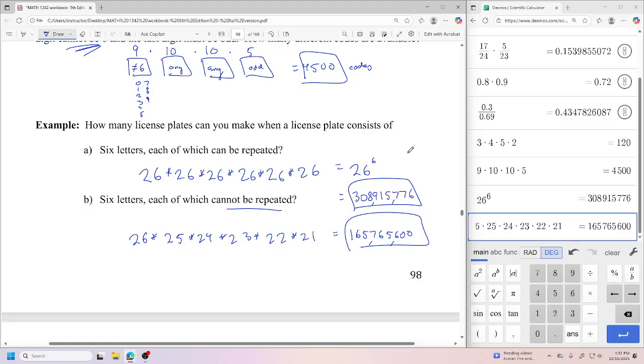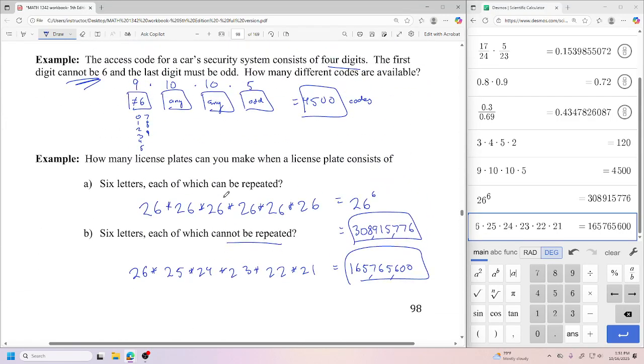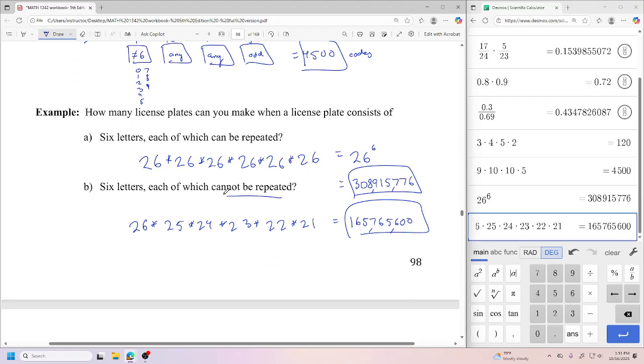Any questions on that? Pretty straightforward, I hope. Okay. Are we getting to the crazy stuff yet? No? Yeah, we're almost there. We're almost there. All right.